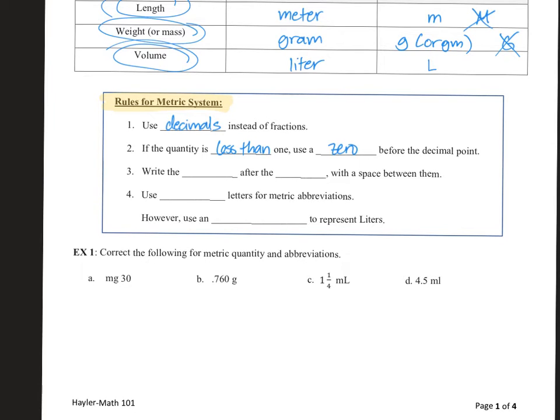Alright, so the third rule. You're going to write the unit after the number, okay, with a space between them. So here's an example, 3 mL. There's a small space between the mL and the 3. Next, you're going to use lowercase letters for the metric system abbreviations. Always lowercase letters. However, there's always got to be an exception. However, you're going to use a capital L to represent liters. Liters is a special one.